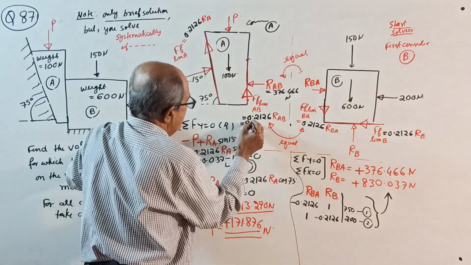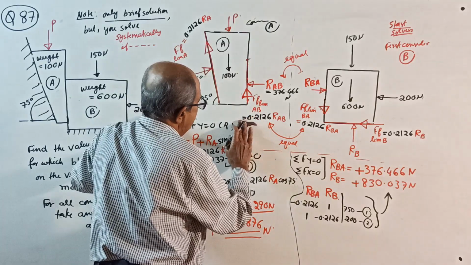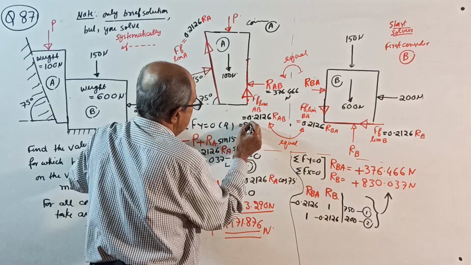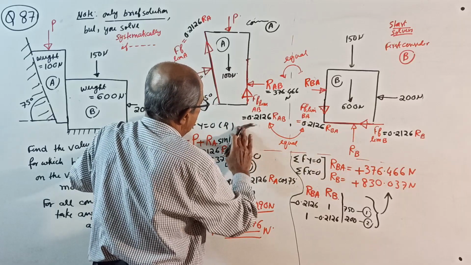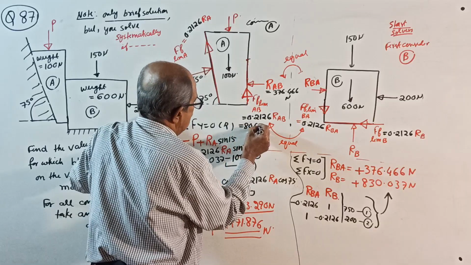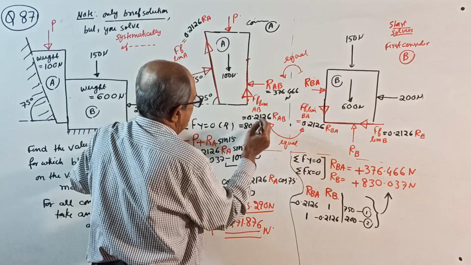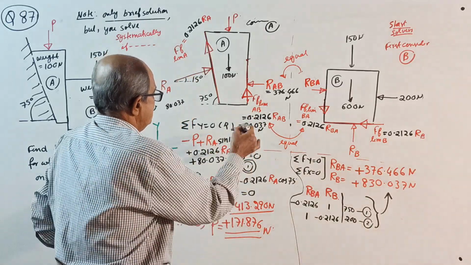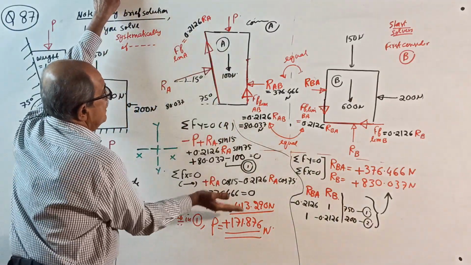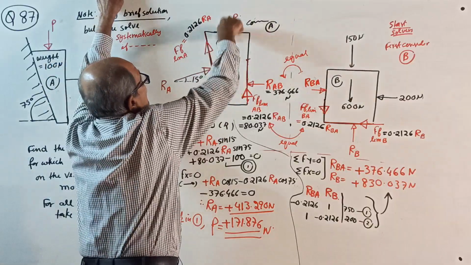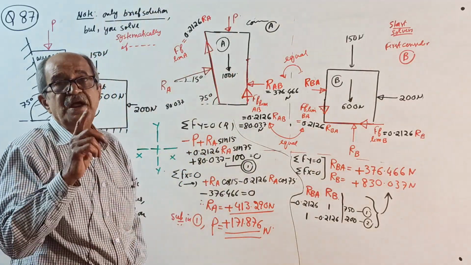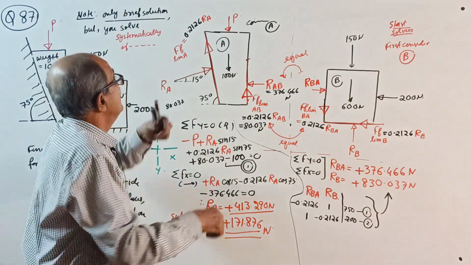I noted it to save the time. Equal to 80.037 Newton. Okay, now do one thing. Start. Sigma Fy equal to 0, minus P, I have written here. But you should not see here. You should write independently and check the answer.